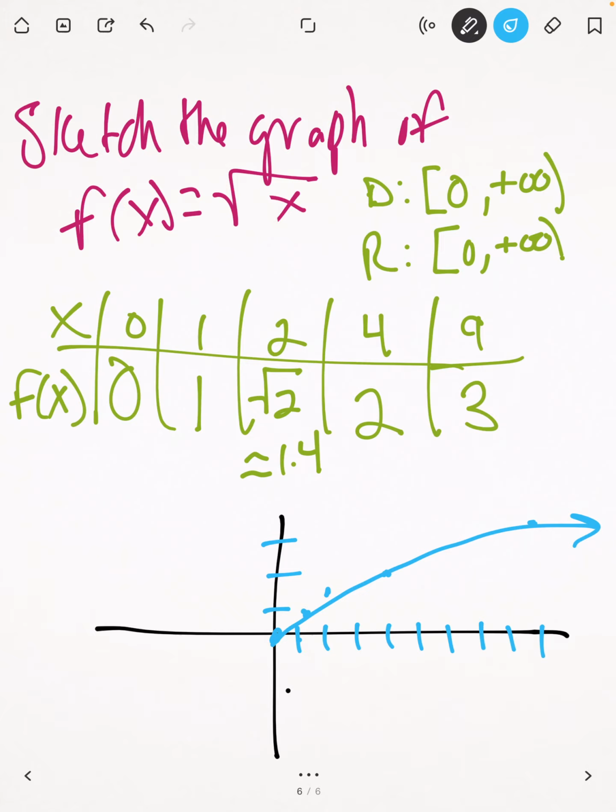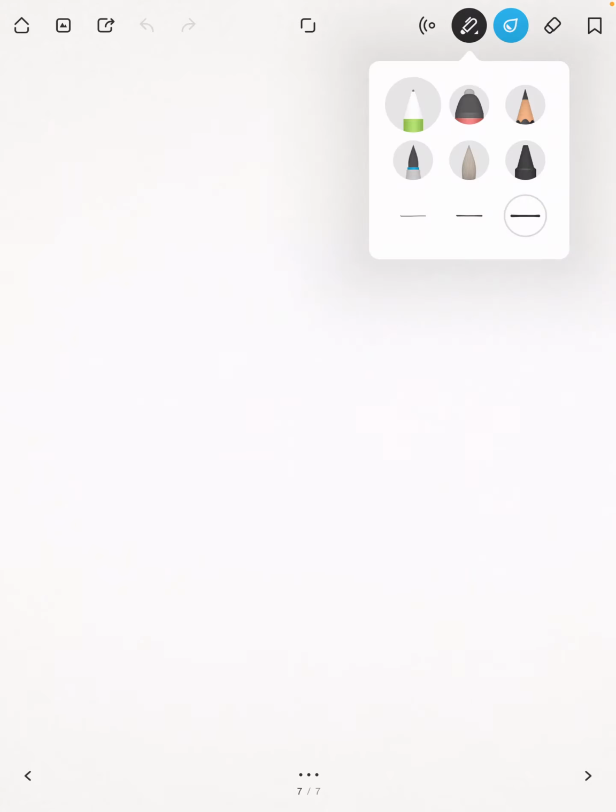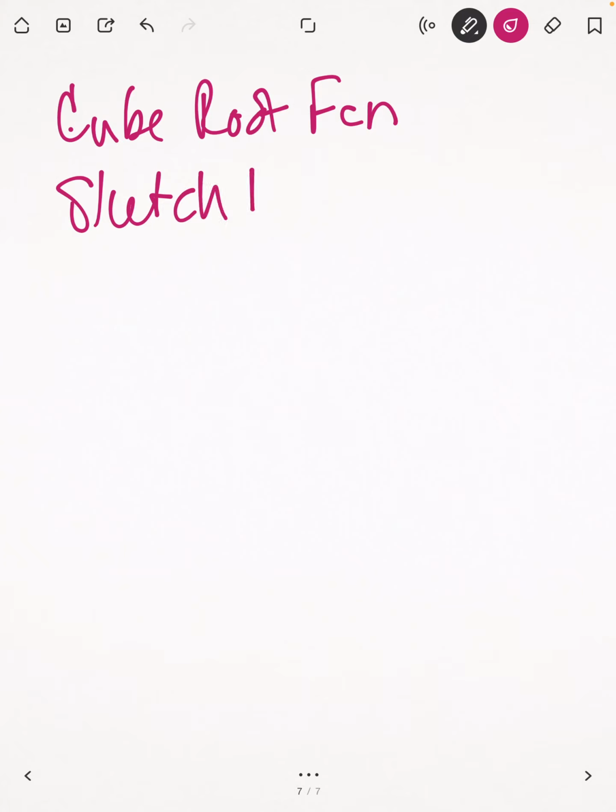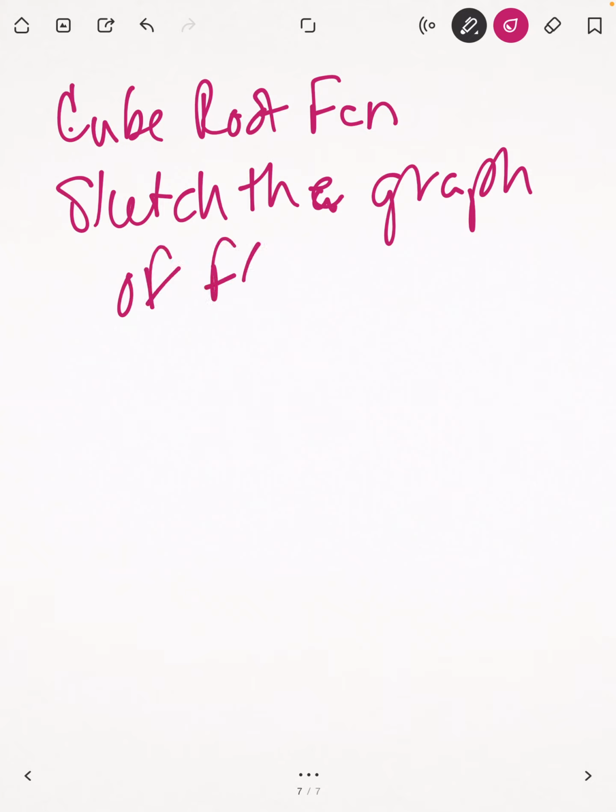And we can go ahead and look at our cube root function. So sketch the graph of f of x equals the cube root of x. Now, unlike our square root, which can only return the positive value, because there is no way you can multiply two numbers to get a negative, with our cube root, we could get a negative.